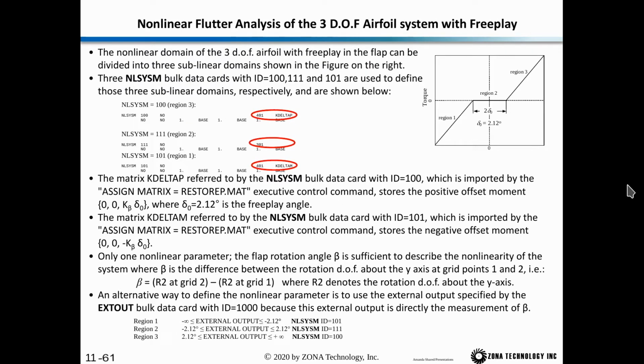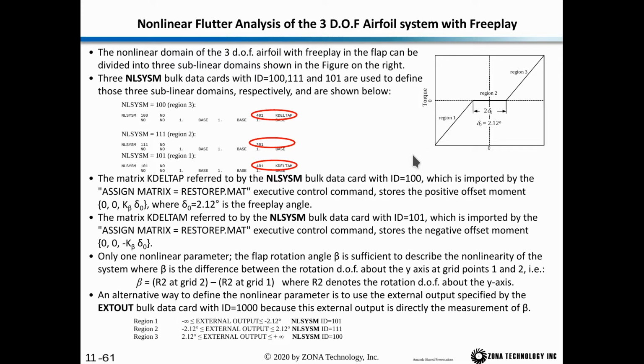So now we'll move on to define our nonlinear system matrices. So the nonlinear domain of the 3.0 airfoil with freeplay and the flap can be divided into three sublinear domains shown in the figure to the right. So this is our torque theta diagram. We have our freeplay region when delta is within plus or minus 2.12 degrees, and then we have outside the freeplay region, specified by regions 1 and 3.